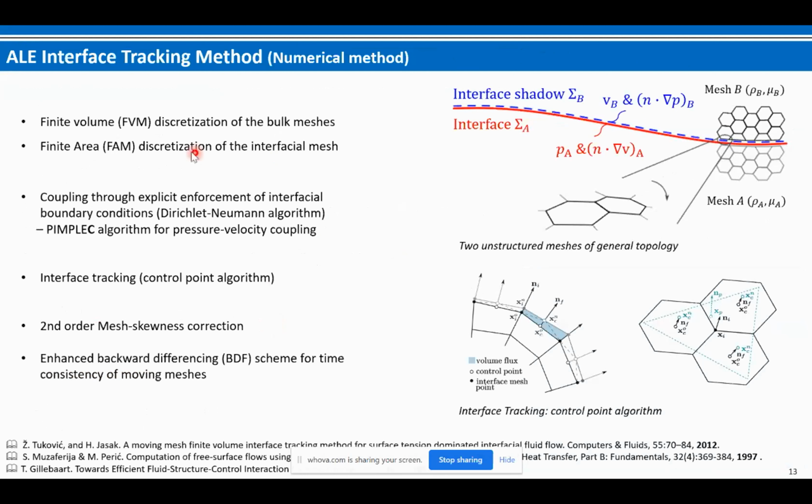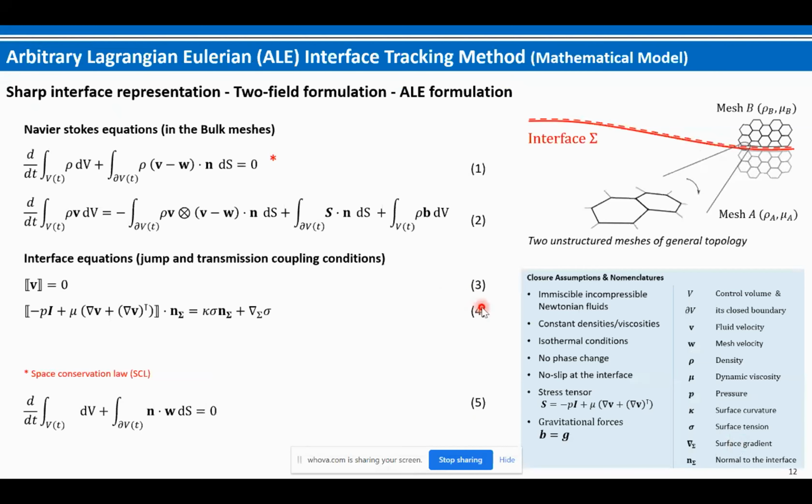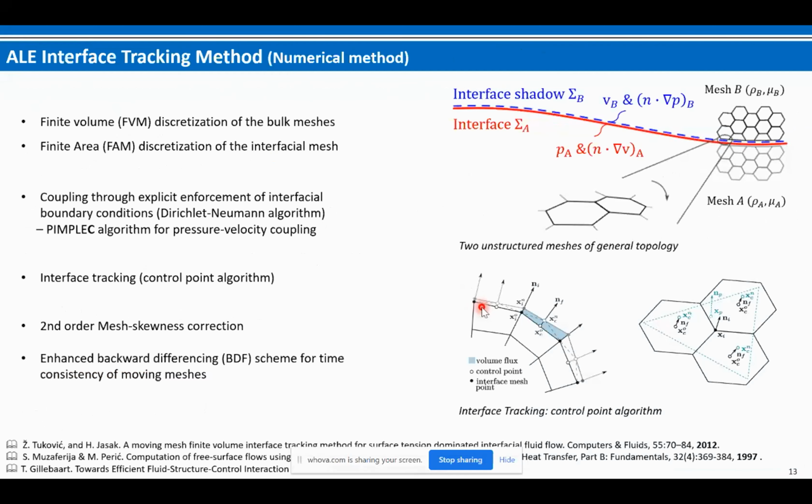Here, shedding light on some of the numerical aspects and the methods that we are using, which is based on the work of Tukovic and Jasak, 2012. We use finite volume discretization of the bulk meshes, finite area on the interface, and coupling by enforcing the interface equations that I showed. The interface tracking algorithm is the control point algorithm. In brief, I will describe it to you.